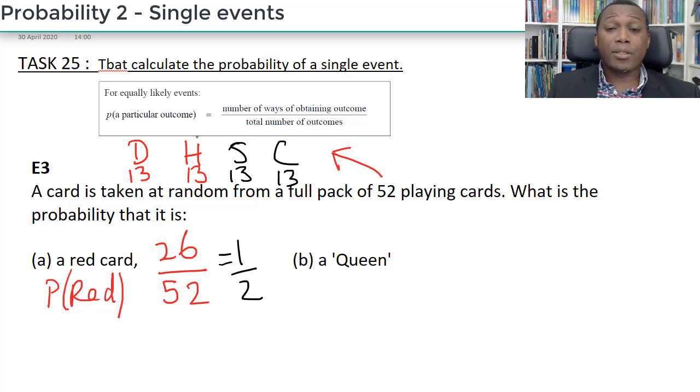For part B, a queen. There's a queen of diamonds, a queen of hearts, a queen of spades, a queen of clubs. 1, 2, 3, 4. Each group of cards is called a suit. I can't remember the last time I played a card game, to be honest, but yes, they call them suits.